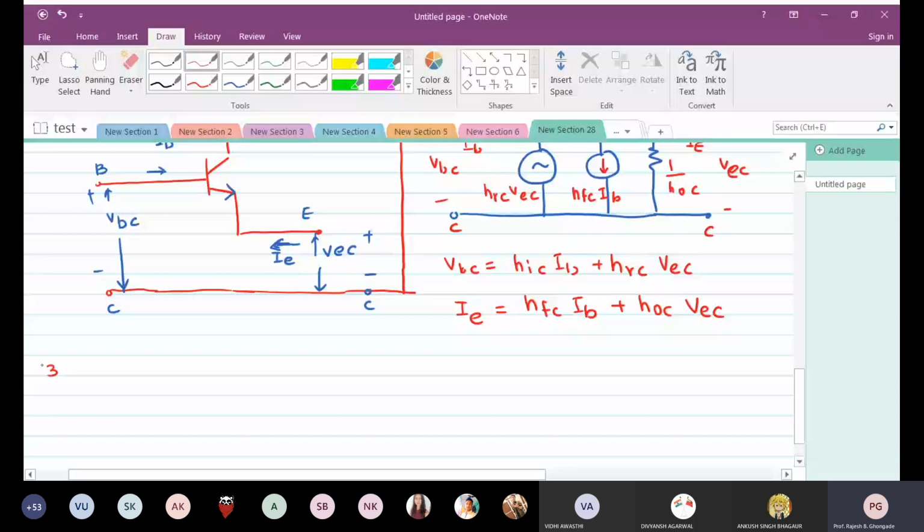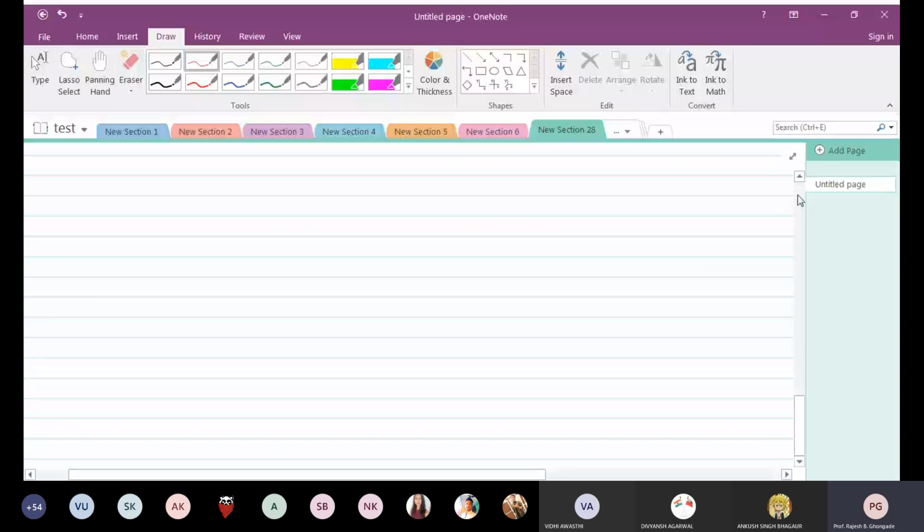The third one we will have is the common base configuration H parameters model. So I'll start drawing it again.